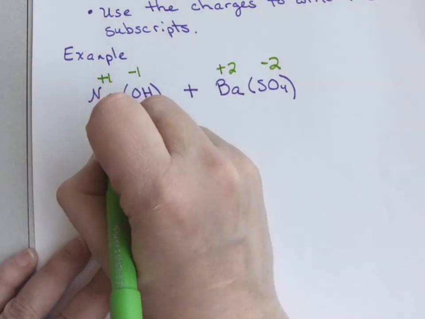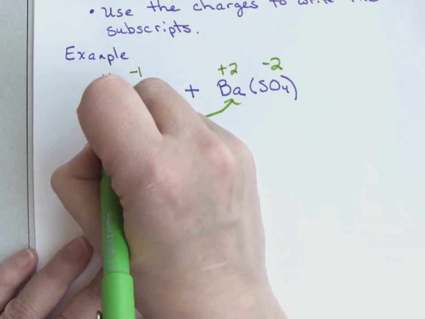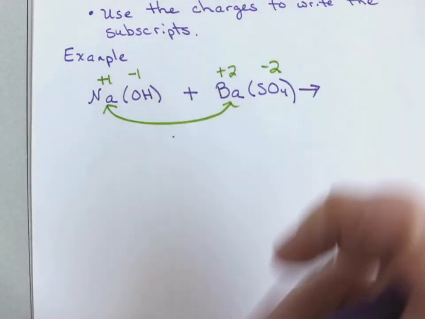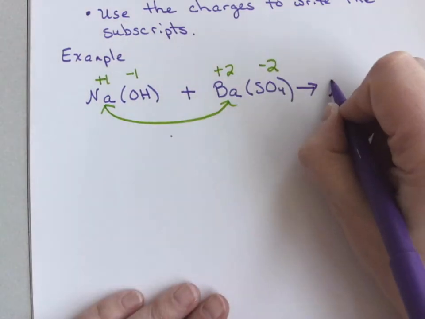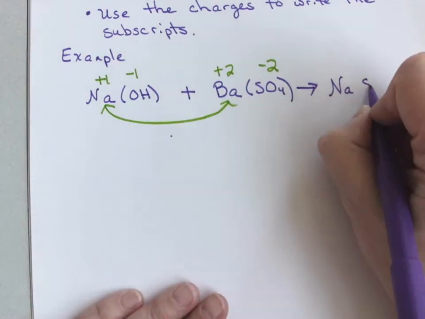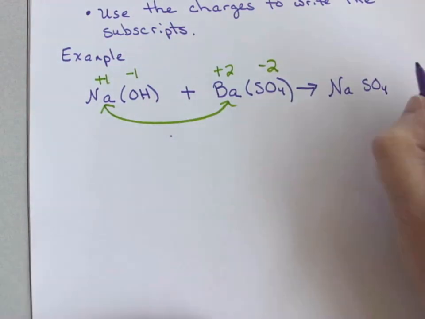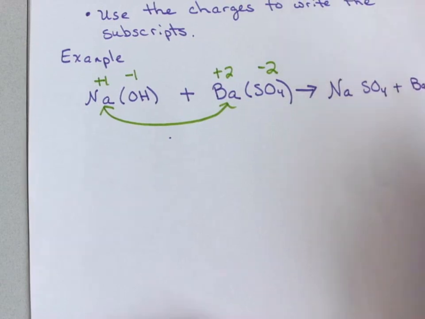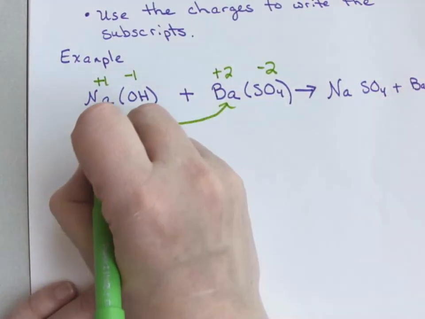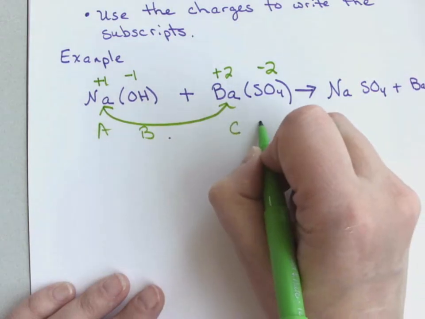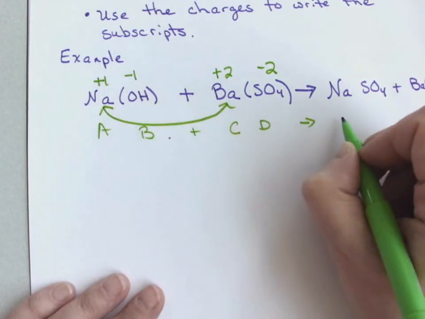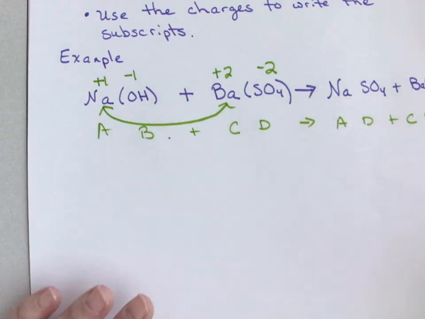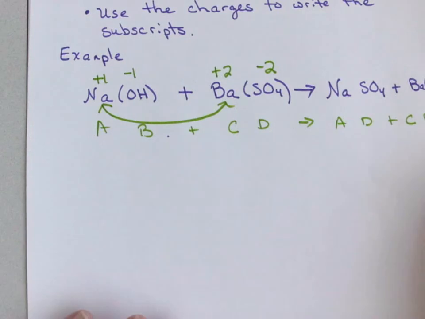Now remember that the cations, the positive ones, are going to switch places. They're going to swap out. So now the sodium is going to be with the sulfate, and the barium is going to be with the hydroxide. So our pattern here, our A, B, and C, D becomes A, D plus C, B. Just switching out that pattern.